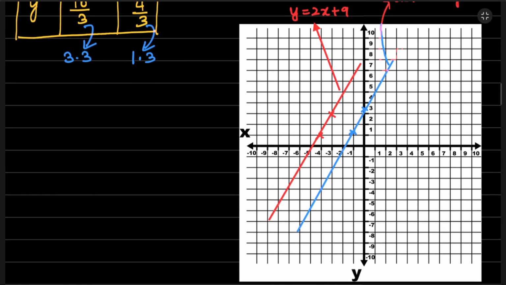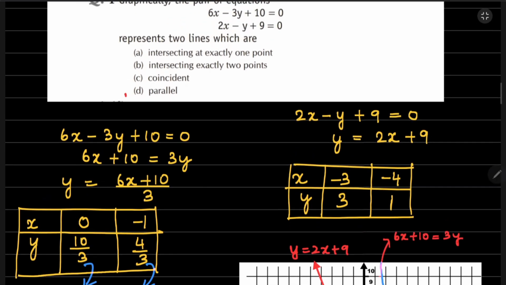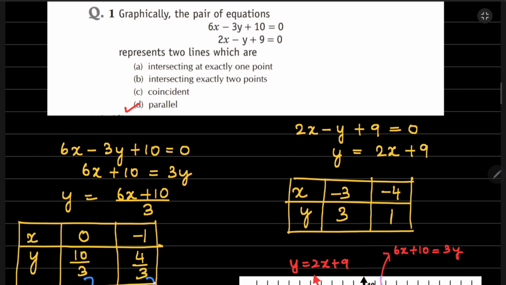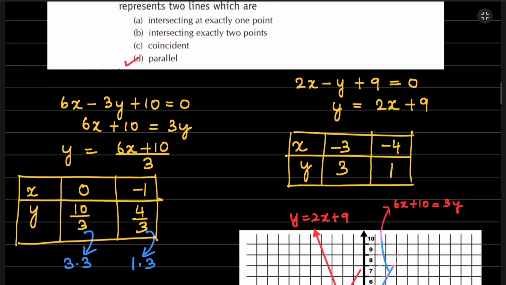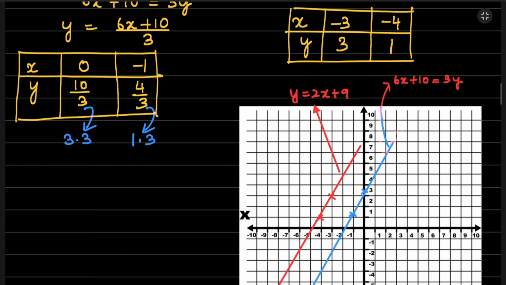So now what do you see? You see that both the lines are parallel to each other, right? So the answer is parallel line. So this is your answer. Okay, D, parallel lines. So here you are just graphically plotting both the equations, getting the x and y coordinates and drawing the lines, straight lines.